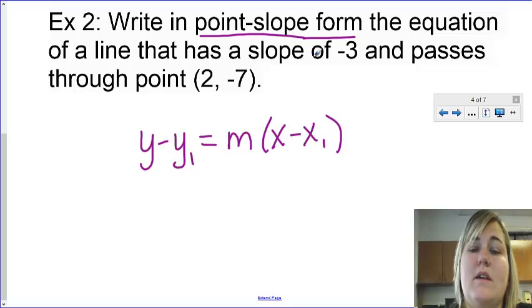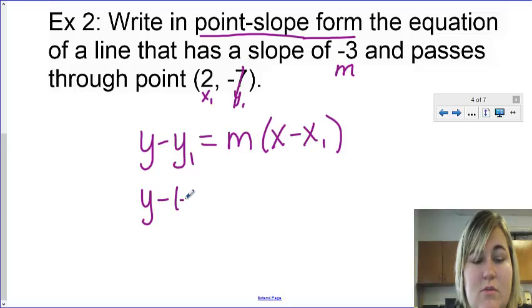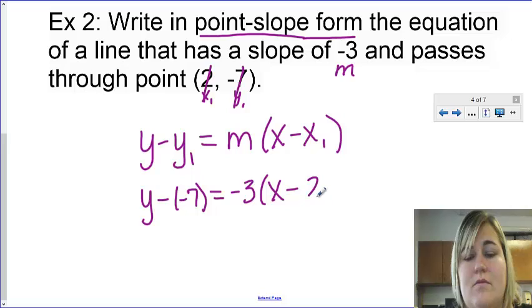Slope, it says, is -3, and we know that slope is always m. And when they give us a point, we can label this x sub 1, y sub 1. So I'm going to plug in my information. Y minus y sub 1, which is -7. I'm going to put that in parentheses so I don't lose a negative, equals m, which is -3, my slope, times the quantity of x minus x sub 1, which is 2.